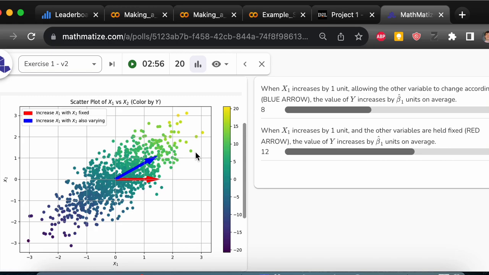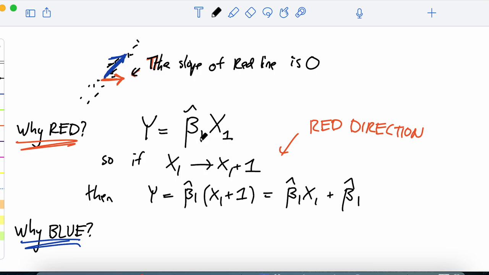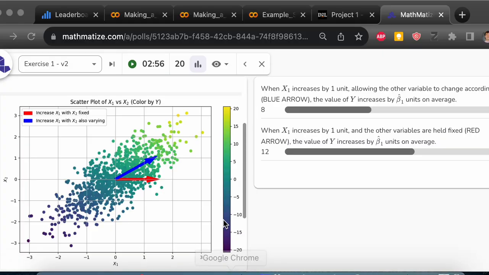But you can sort of imagine if, instead of being a color, they were coming out of the board, like the height of the y pieces, then there would be a positive slope in how the y's are changing. And that is more like what we're talking about here, because y equals some constant times x1. So we're talking about the x1, y slope. The one that is zero is the x1, x2 slope, not the x1, y slope. So that's a good thing to clarify. Great comment though. Okay, anyone else want to say?